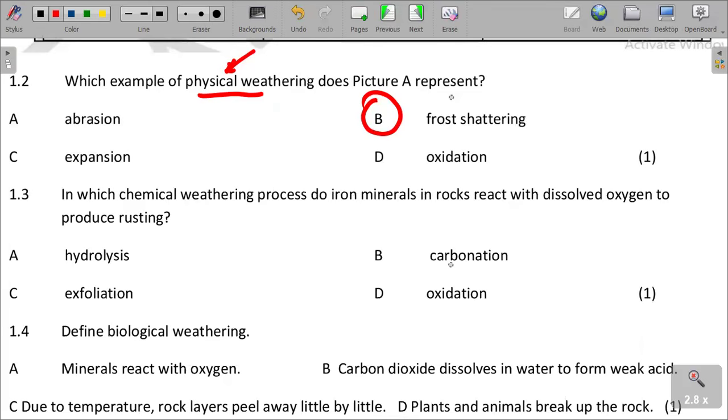And then, in which chemical weathering process do iron minerals in the rock react with dissolved oxygen to produce rusting?